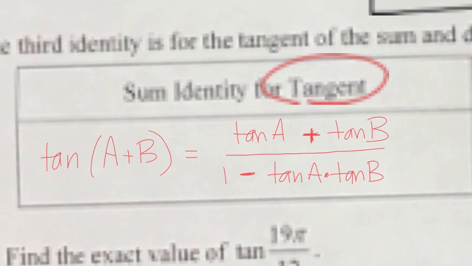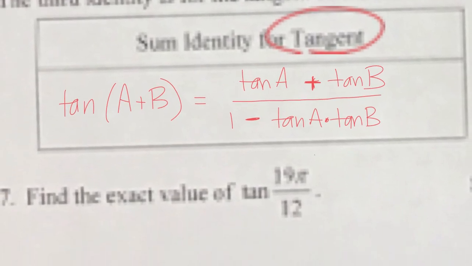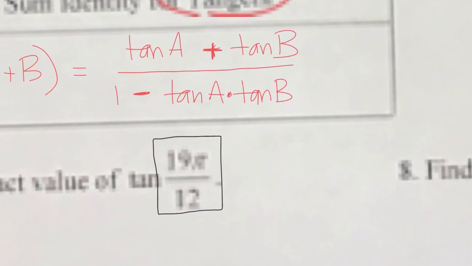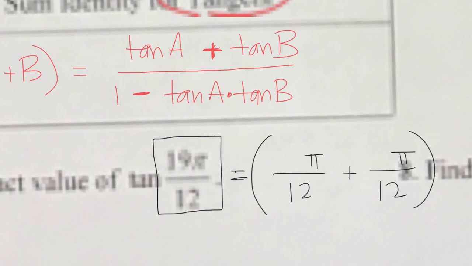We want to find the exact value of the tangent at 19 pi over 12. This looks like a 3rd quadrant, maybe a 4th quadrant angle, so we're expecting it to be negative. Let's see, what 2 numbers add up to give you 19? That's the first thing we have to find: 2 numbers that add up to 19. 9 and 10. Those are 2 wonderful numbers.